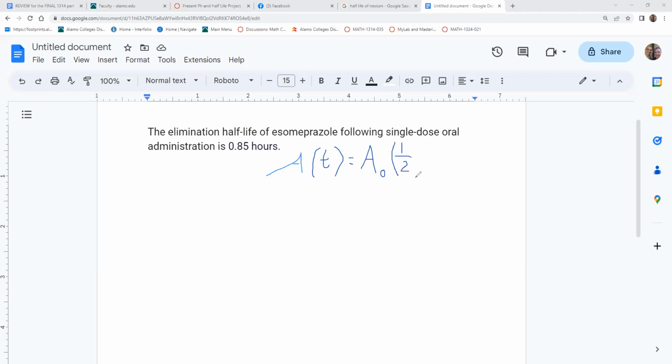Make sure you realize that H is the half-life and it's a constant. Make sure you realize that A0 is the initial dose.